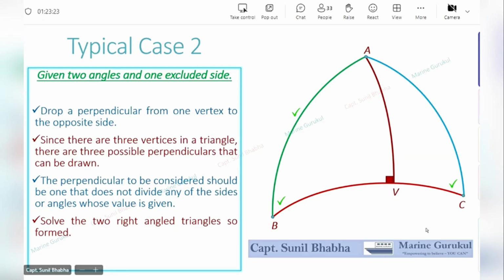You have to keep this in mind: you should pick an angle which is unknown. Now you see angle B is known to us. We cannot pick this. Okay, sir, I got it now. Angle C is also known to us, so we cannot pick angle C either. Angle A is unknown, so we will pick angle A. Also, the perpendicular is dropping on side Bravo Charlie, and Bravo Charlie is also unknown. So this is the perfect perpendicular drop.